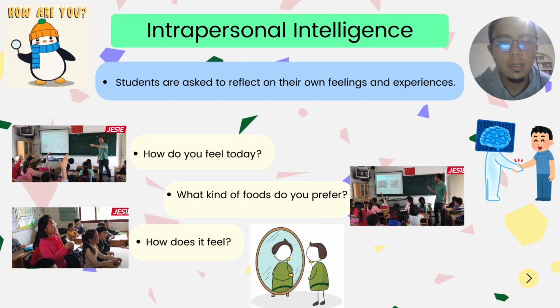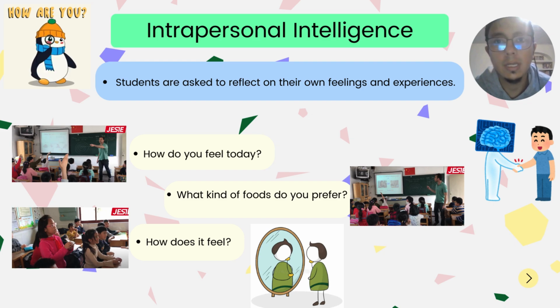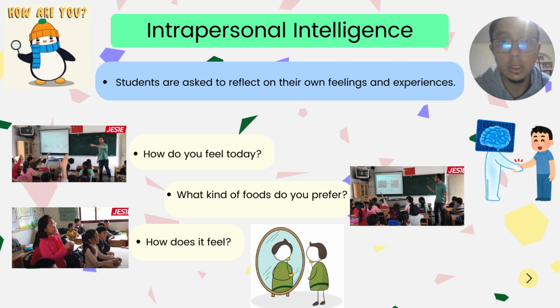The second activity that the teacher used was asking the students, "What kind of foods do you prefer?" In that way, they can relate the vocabulary of adjectives that they were practicing to their personal preferences. For example, some kids say, "I like salty food." And not only that, it makes them think about adjectives like salty.